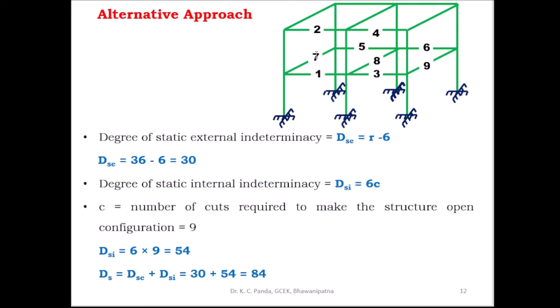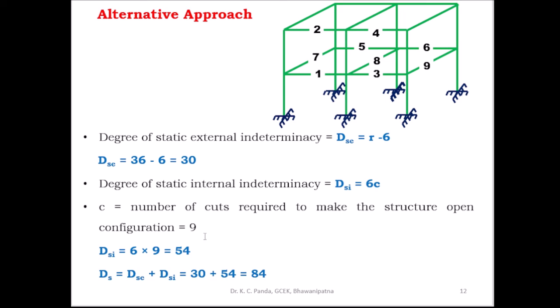Then for this rectangle this is the seventh chord, so this becomes open, and for this, this is the eighth chord, so this becomes open, and for this rectangle this is the ninth chord, so this becomes open. So here 9 chords are required to make the structure open configuration. After taking the 9 chords, the structure becomes the open configuration.